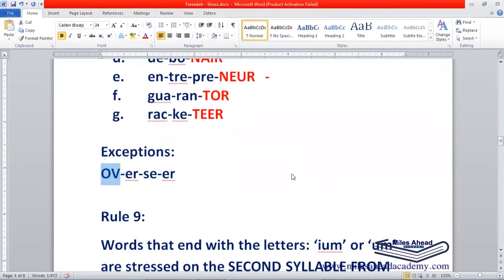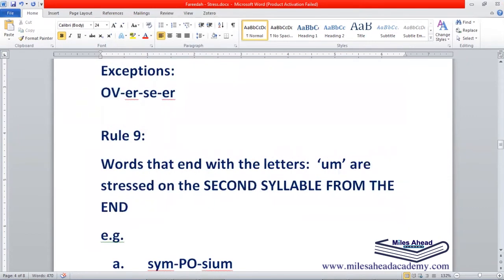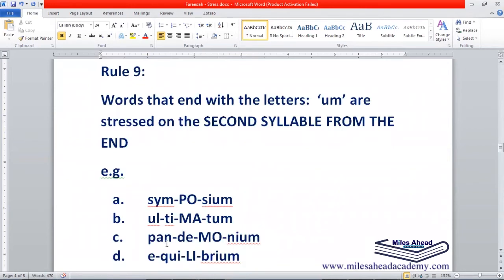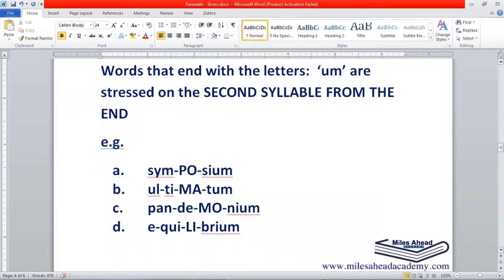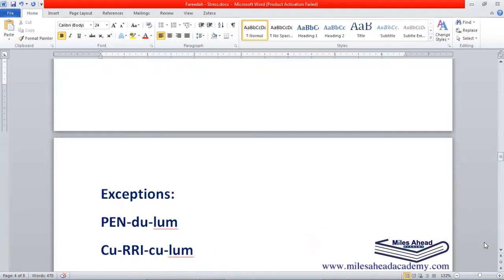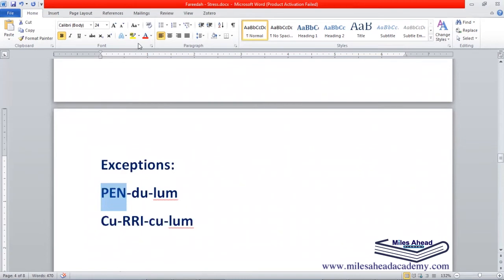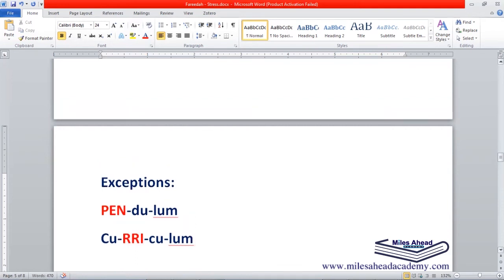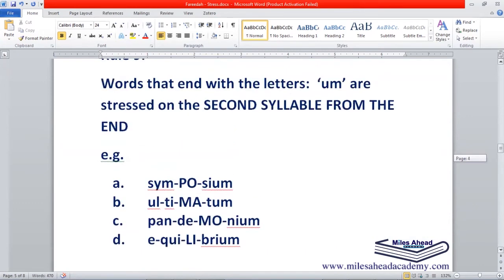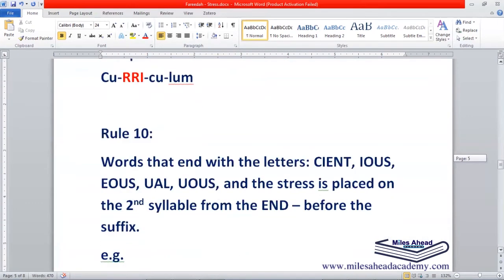Okay, overseer. Rule 9. Words that end with the letters UM, the stress is on the second syllable from the end. Symposium, ultimatum, pandemonium, equilibrium. So it's placed on the second syllable from the end. Let's see if we have exceptions. Pendulum, curriculum. Now, for pendulum, it's stressed on the first. For curriculum, it moves to the third from the end. Okay. So pendulum and curriculum, they are the exceptions. Pendulum is stressed on the first syllable, curriculum on the third syllable. Why the others? These ones that we have now are stressed on the second syllable from the end.